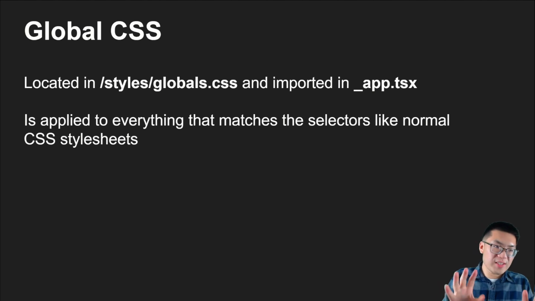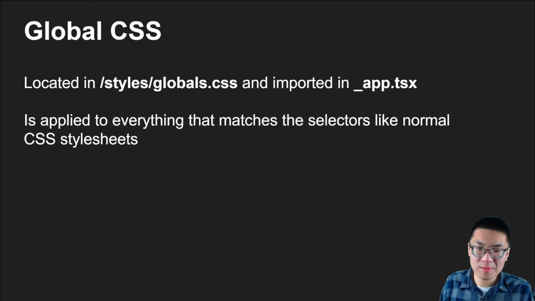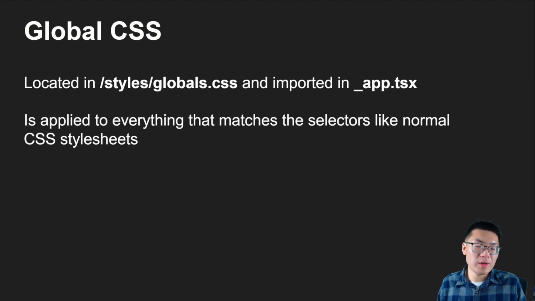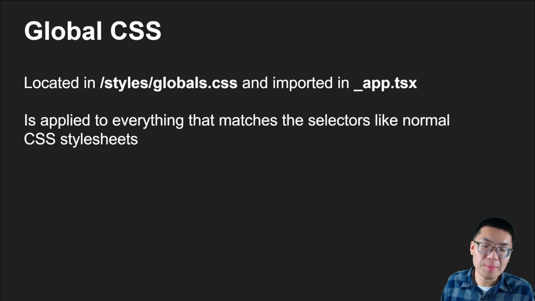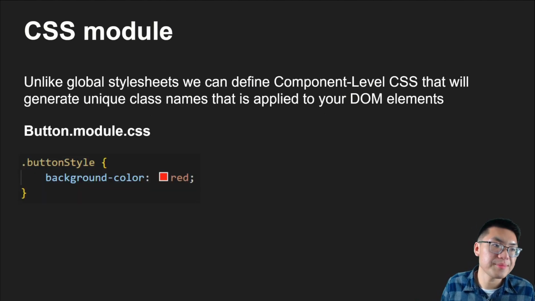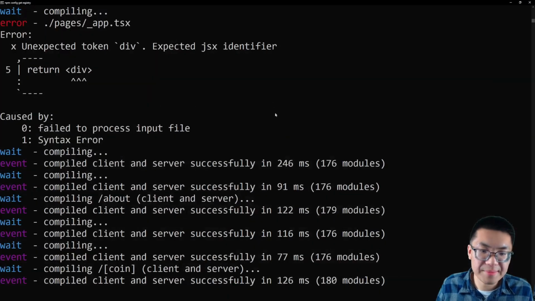Alrighty, so first thing is global CSS. We already saw where that's located at. It's in styles.global.css, and it's imported in the app component that we mentioned. And like I mentioned earlier, it's like a normal CSS style sheet. Everything that you write in there will be applied to any HTML element that meets the requirement. So let's take a quick look into that.